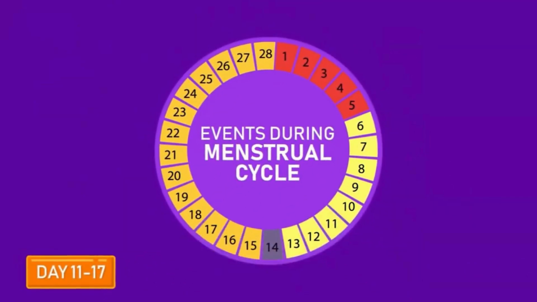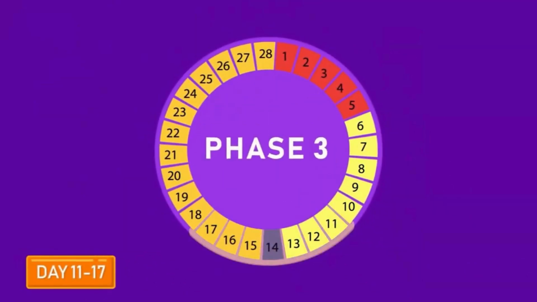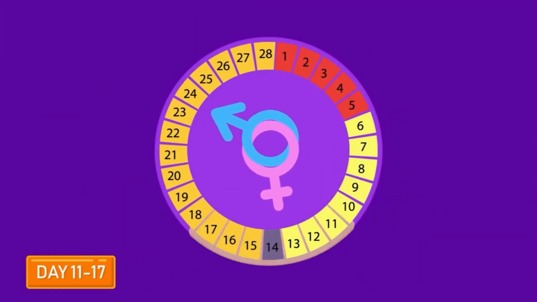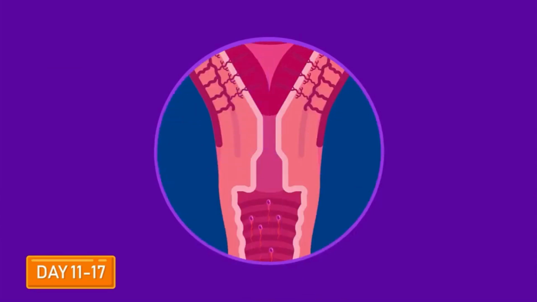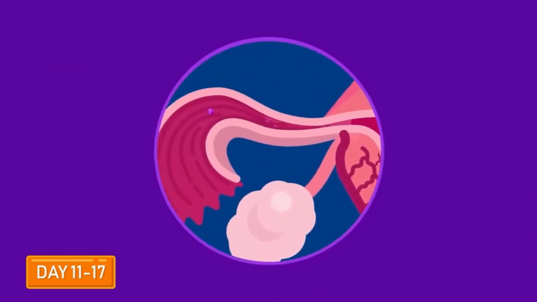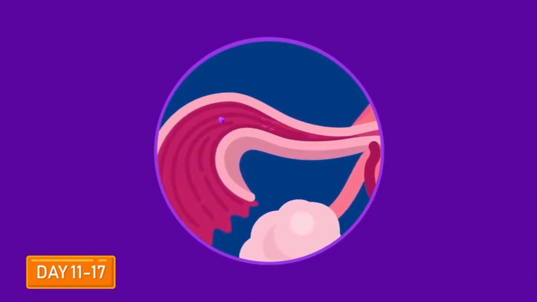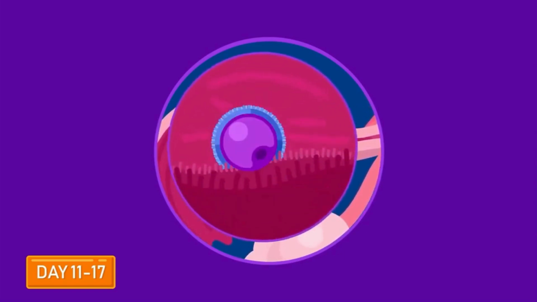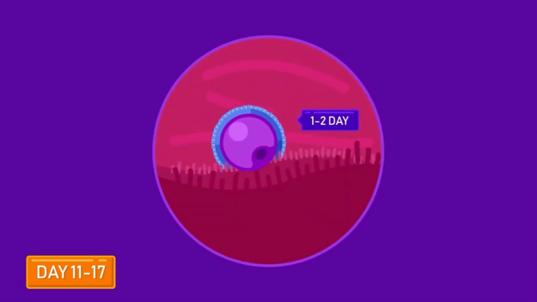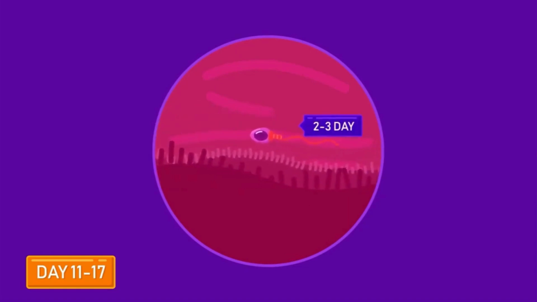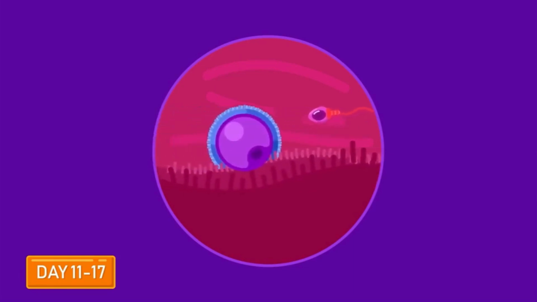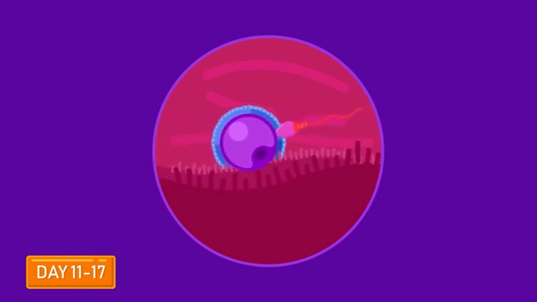Day 11 to 17, Phase 3. This is the fertile phase of the menstrual cycle. Sperms deposited in the vagina from day 11 onwards can fertilize the ovum, which is released from the ovaries on day 14. The ovum can survive for 1 to 2 days after ovulation, while sperms can survive for 2 to 3 days in the female reproductive system. Hence, fertilization is possible up to day 17.